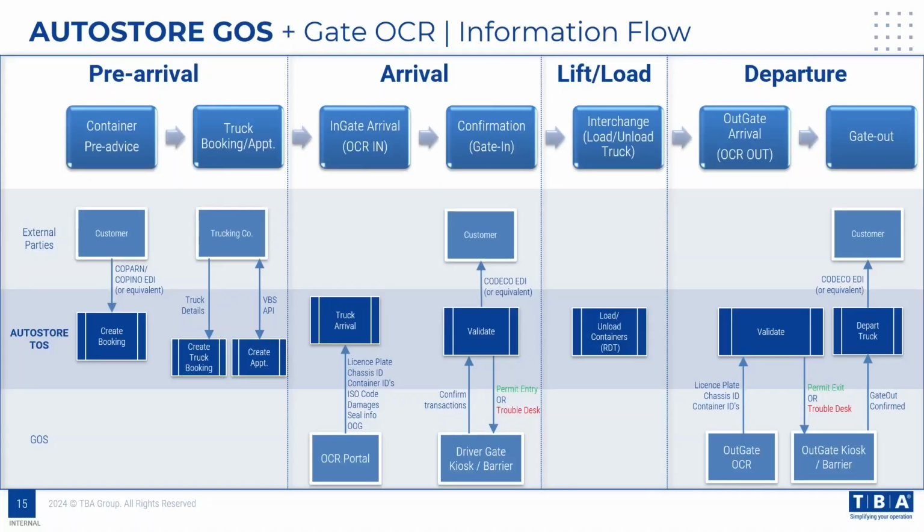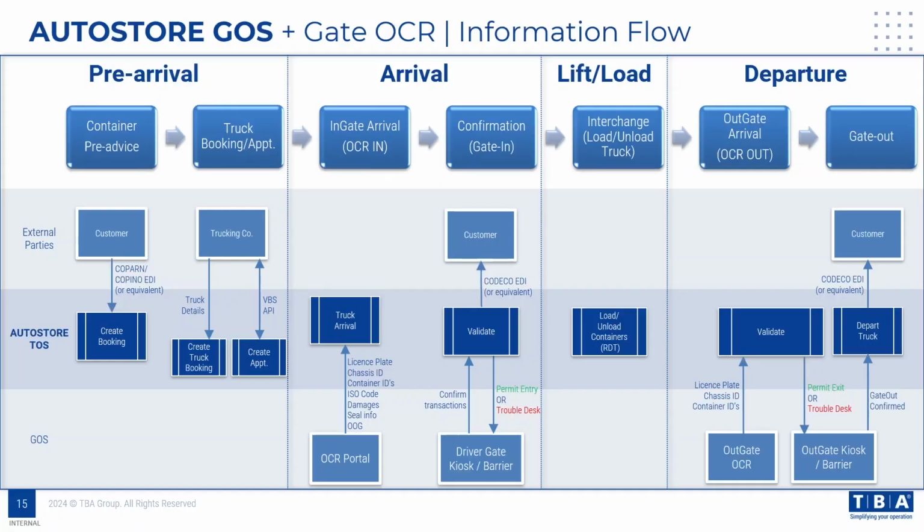So the confirmed transactions there in the confirmation stage go into the TOS, and there's some validation done. And at that point, AutoStore will decide whether to permit entry of the vehicle, or alternatively deny entry and direct the vehicle to a trouble desk. If we permit entry, there will be a gate-in event that will come from the OCR portal, and we will then potentially send out a message to the external community, a Codeco message, for instance, to say that truck, that container is now arrived at the terminal.